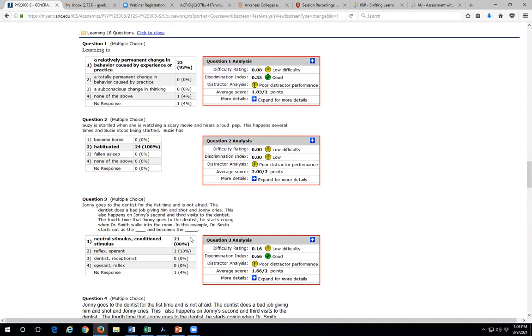Jenny goes to the dentist the first time and is not afraid. The dentist does a bad job, or Johnny, I should say, giving him a shot and Johnny cries. This also happens on Johnny's second and third visits to the dentist. The fourth time Johnny goes to the dentist, he starts crying.